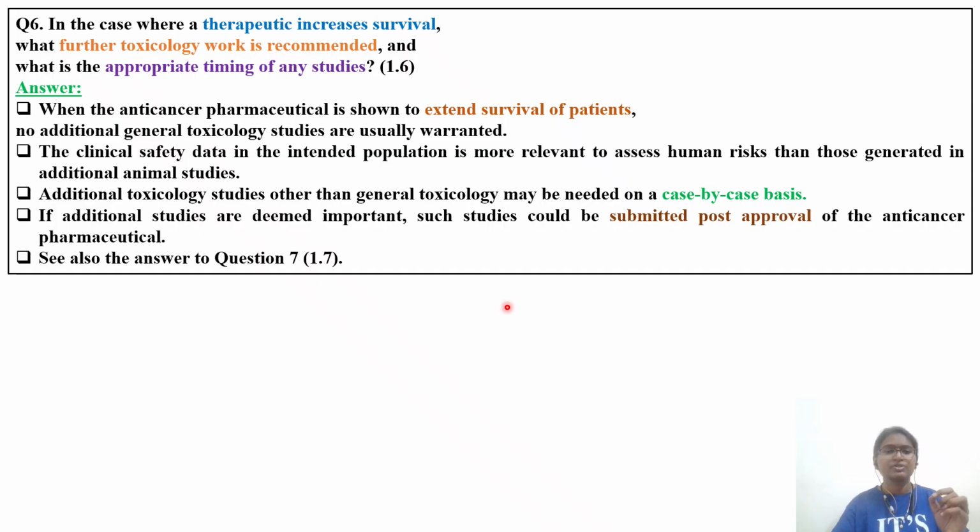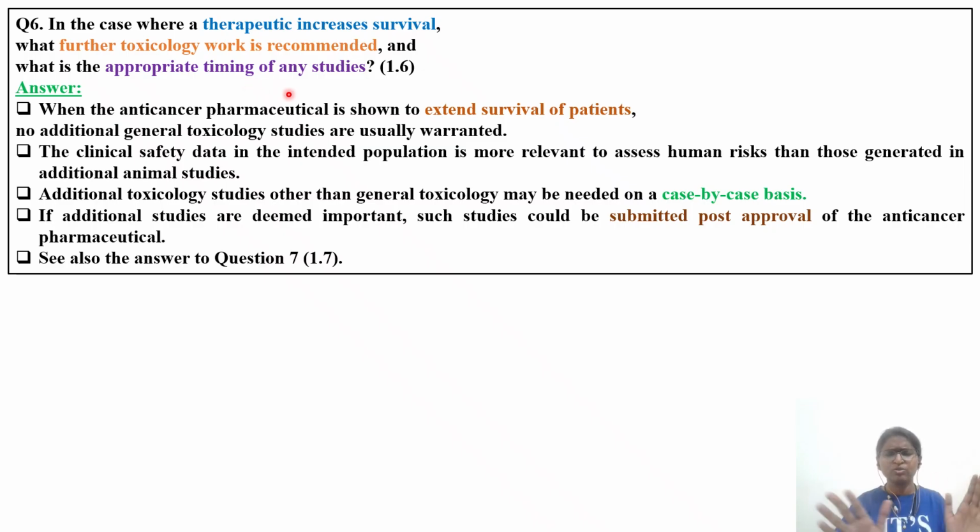Question number 6, which was asked by one of the scientists in the pharmaceutical industry, is: in the case where a therapeutic increases survival, whatever the new drug which you are developing, if it is increasing the survival of the patient. Initially, the patient was told that he will only survive 3 months or 6 months or 9 months, but now he is surviving 1 year, 1.5 years. What further toxicology work is recommended? What is the appropriate timing of any studies?